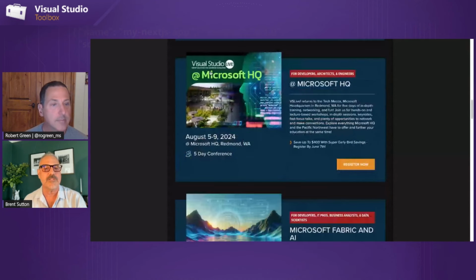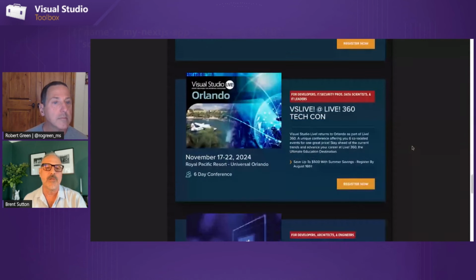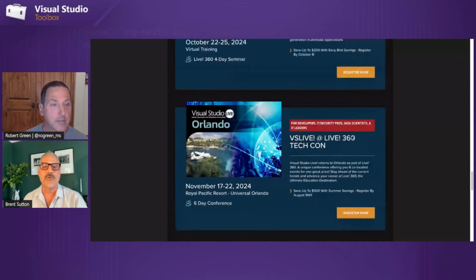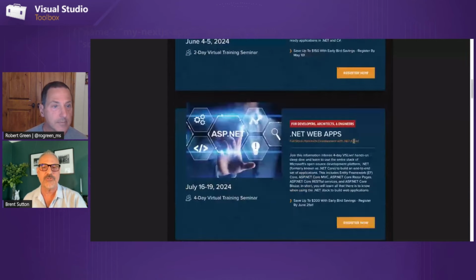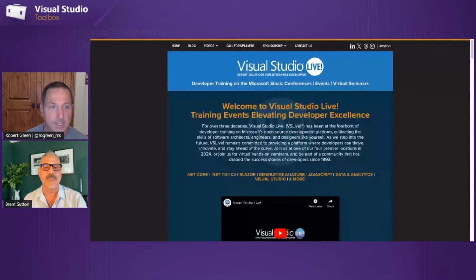We have our in-person events. We have our Microsoft HQ here. And then we have another one in Orlando coming up this November, which is co-located with 5 other events, all dealing with the Microsoft stack. So we encourage you to go to vslive.com. If you go back to the Microsoft one there.